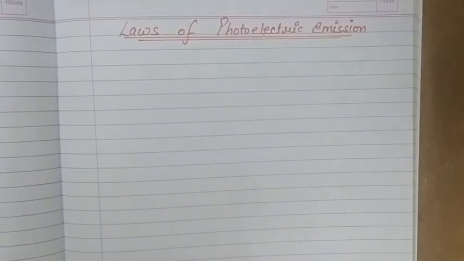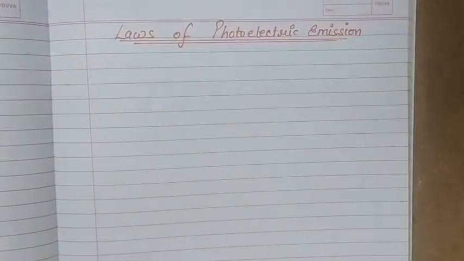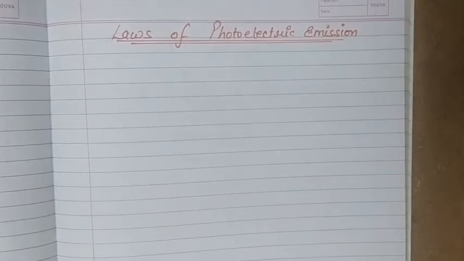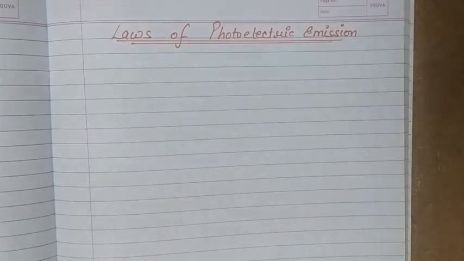Hello students. After the experimental study of photoelectric emission, there are certain laws which are given on the basis of the experimental results that we get during the photoelectric effect. We have 4 such laws, and we call those laws the laws of photoelectric emission.